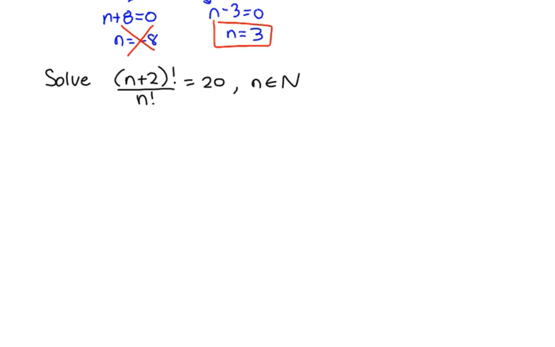Does everyone have it down? I'll wait a second. N plus 2, so we're going to expand the n plus 2. So n plus 2 times, what's 1 less? N plus 1. Now we haven't got to the n, so we keep going, times, what's 1 less than n plus 1? N. Now can we stop? Yes, because we got to the n factorial. So n factorial over n factorial equals 20.